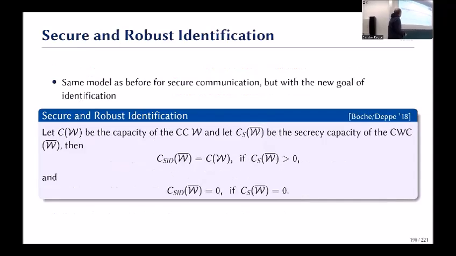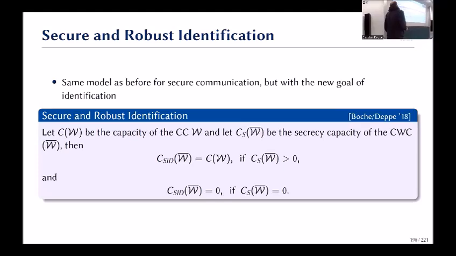What happens now for robust identification? And we get a very similar result as before. So again, if you look now at the compound channel and look at the secrecy capacity of the compound channel, then you see that it's really related to the transmission capacity. The secrecy capacity is bigger than 0. And it's equal to 0 if this is equal to 0. It's a very nice thing because you see this formula is single letter, but this here is very complicated.